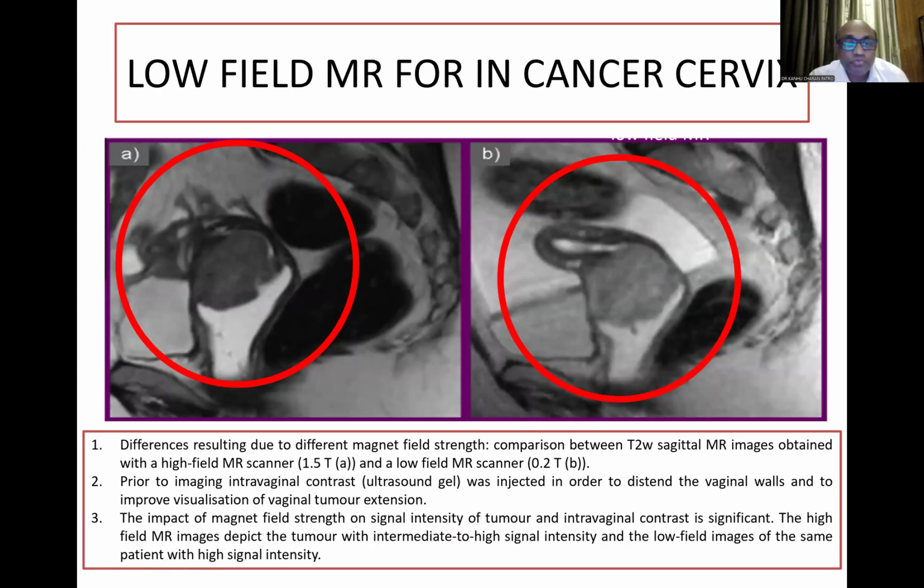Usually, people have a false belief that 3 Tesla or 5 Tesla MRI looks good for cervix delineation, but lower Tesla MRIs are better. If you see, this is the 1.5 Tesla. You can see the same thing in 0.2 Tesla, how the tumor looks better in the lower field MRIs.